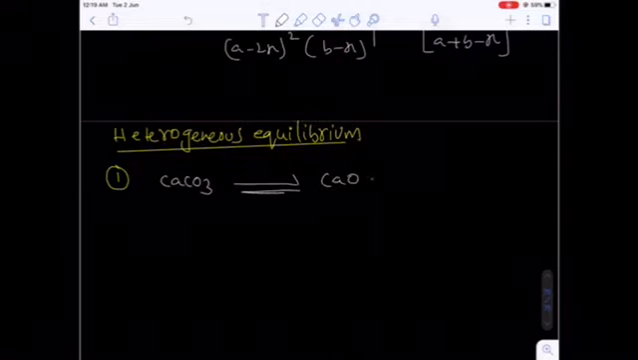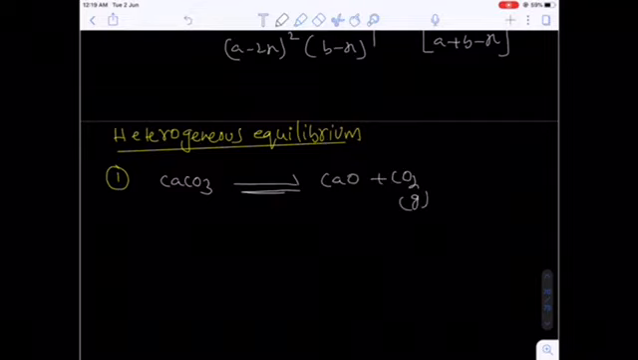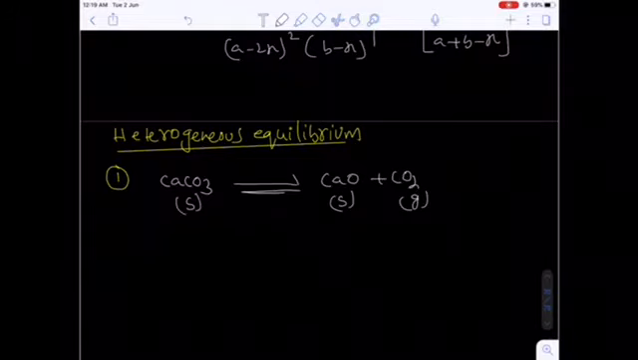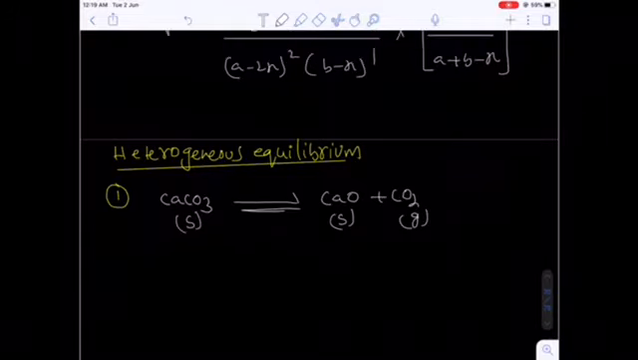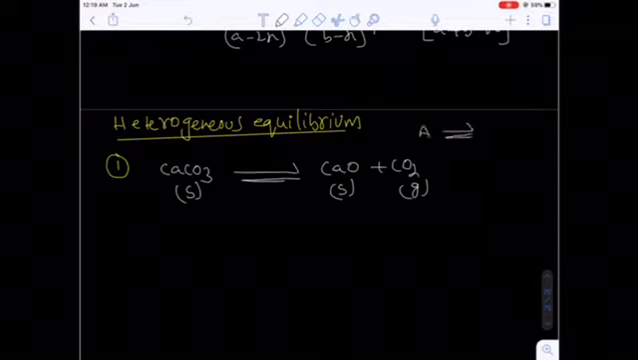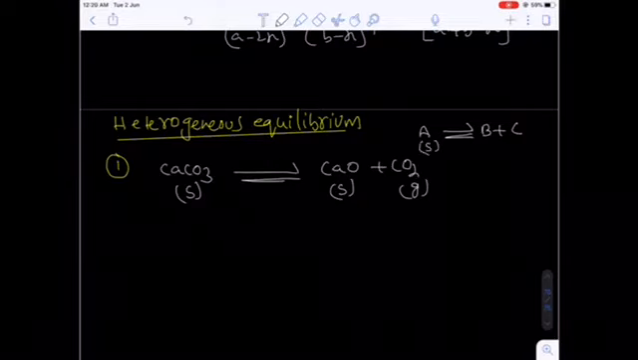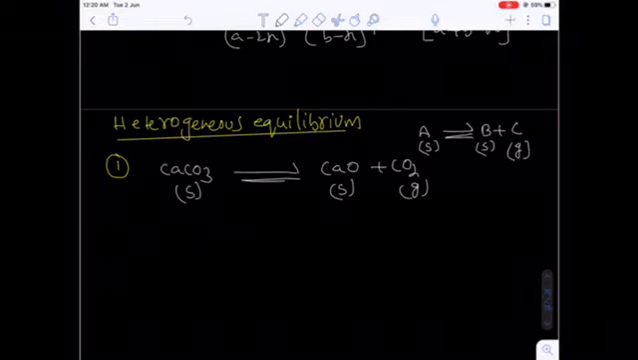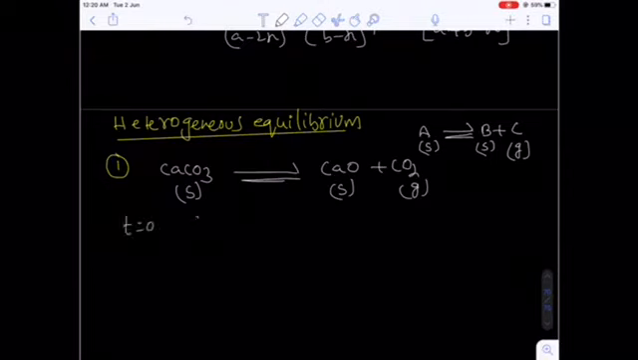The thermal decomposition of limestone to give quicklime, CaO, and carbon dioxide. Okay. Now here CaO and CaCO3 are solids, only CO2 will be gas. Now generally the question is also given like this: A gives B plus C, 1:1:1. Remember, A is solid, B is also solid, but the C will be gas. This is a very important general example.